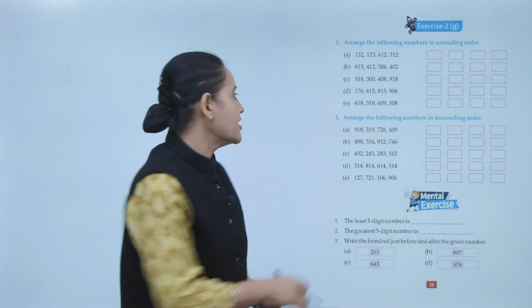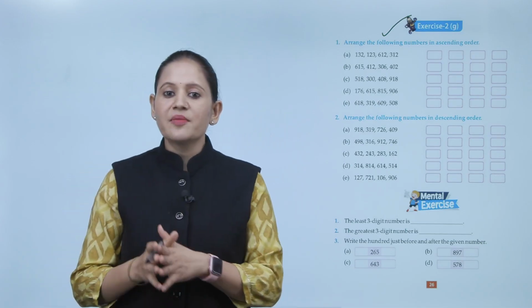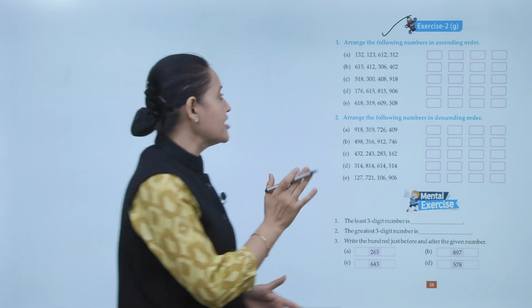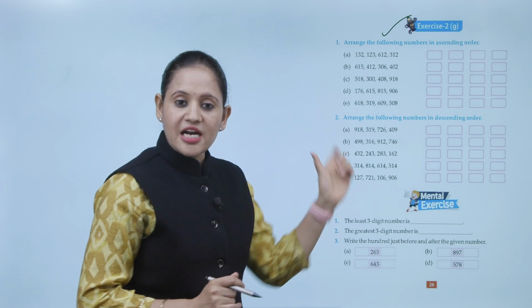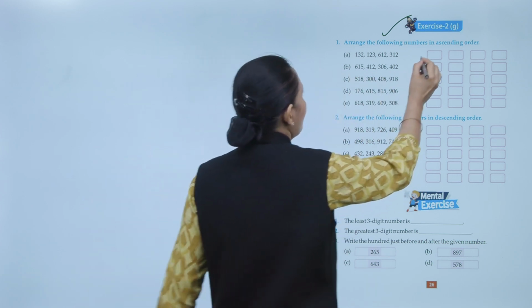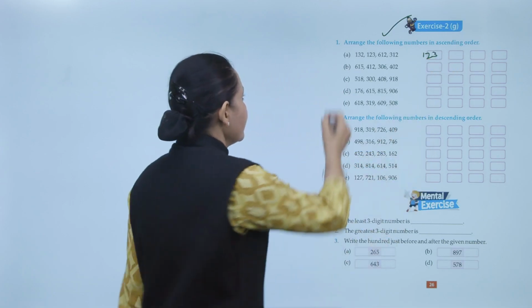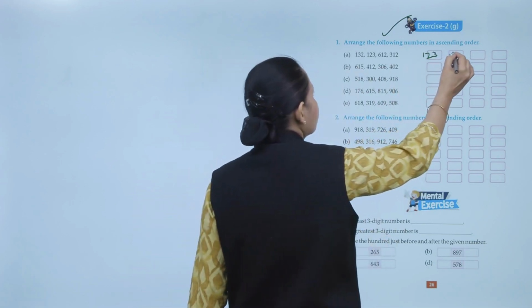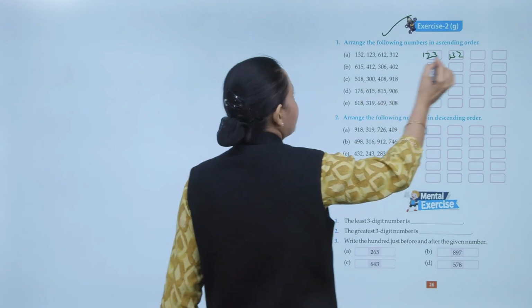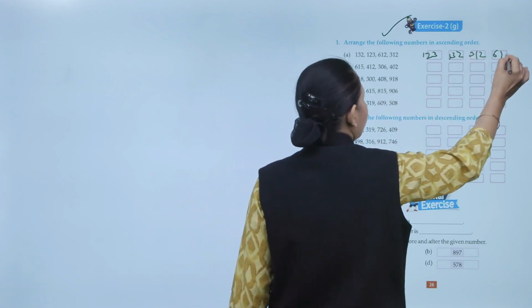Next is exercise 2G. Arrange the following numbers in ascending order. Ascending order means start from smallest, move to the greatest. Smallest number among all these is 123. Compare करेंगे, then 132, then 312 and the greatest is 612.